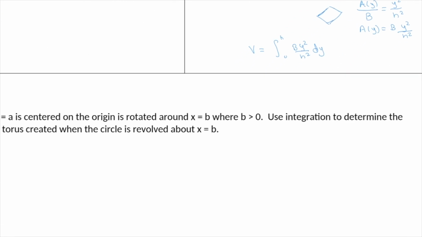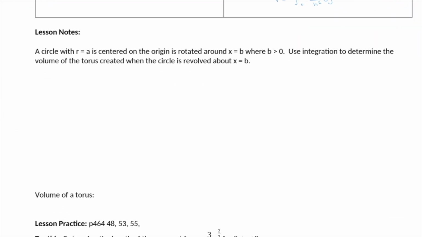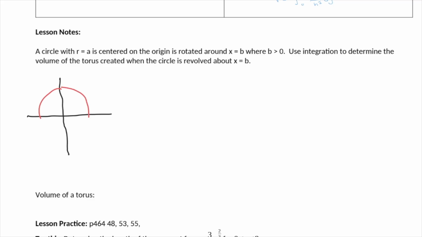For today's lesson, we are going to find the volume of a torus. What is a torus? It is actually a donut. In this particular problem, we are going to take a circle, draw your picture. Our circle has a radius of a. We're going to center it at the origin. That'll make it easier to write our equation.